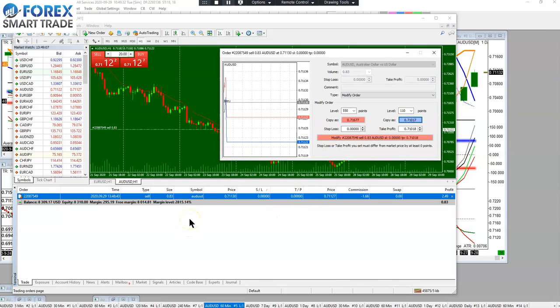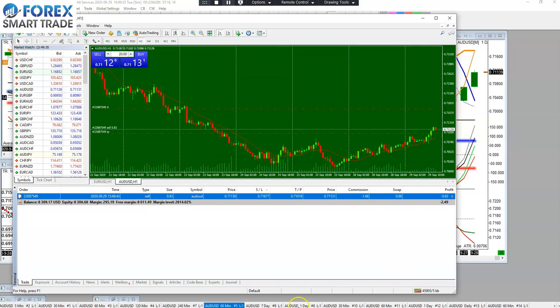Let's go for 11 pips. And right now I'm going to go 5 times for my stop loss. If I click on the red, 550 points is 55 pips. 110 points is 11 pips. I click on the blue, I click on the red, it calculates it, and then I click modify and it drops it in.